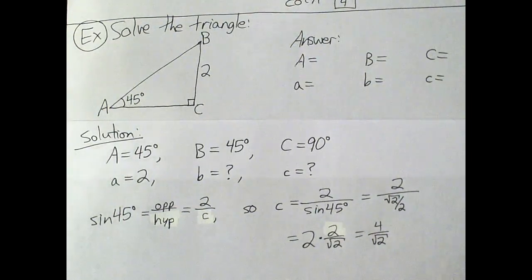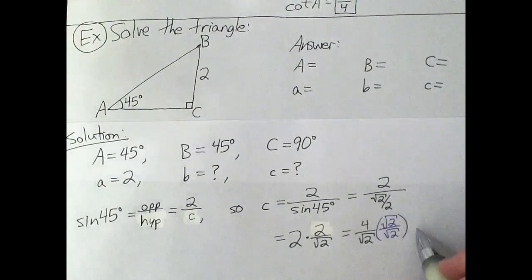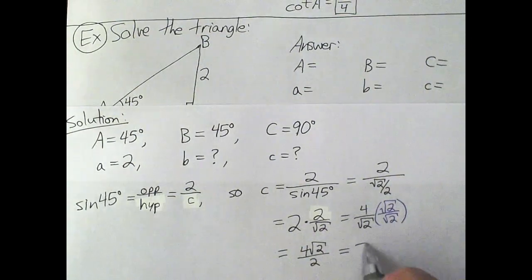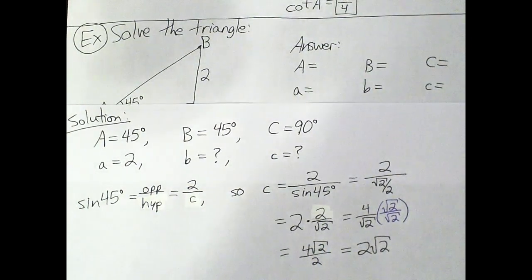But I think we could make it even better if we multiply by root 2 over root 2. It's going to make it even better. So I get up top 4 times the square root of 2. On the bottom is 2. And finally, 2 root 2. That's my answer for lowercase c.